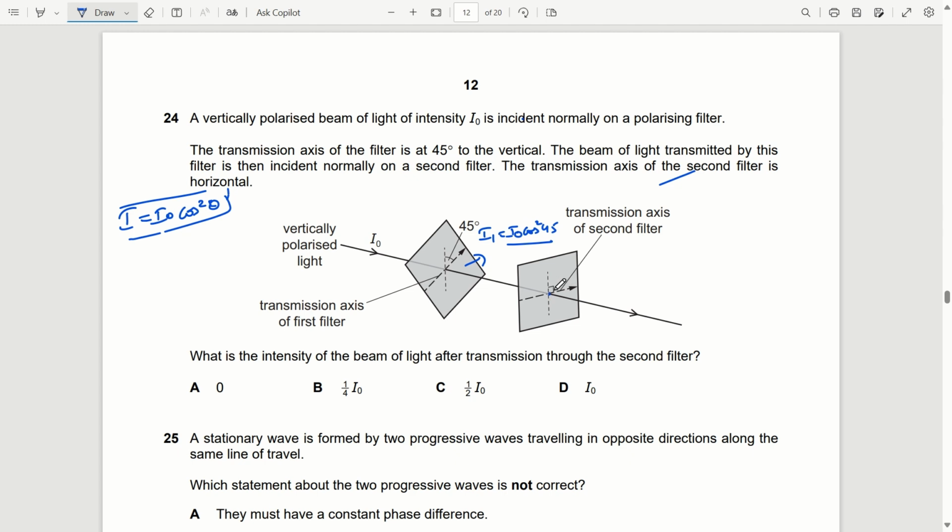Now see, one confusion students can have is, if the transmission axis is horizontal, then it should be 0 intensity. But see here, the first filter is at an angle of 45 degrees. So here again the angle theta will become 45 degrees. So now the incident intensity is I naught cos square 45 into again cos square 45. And we know that cos 45 is 1 by root 2, so it will become 1 by 2 into 1 by 2, that is I naught by 4. Option B is correct.